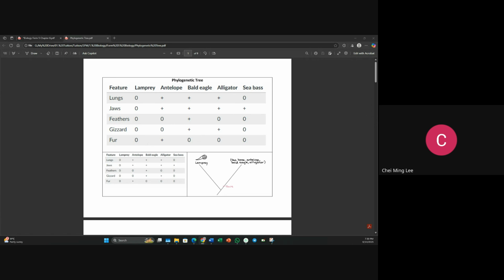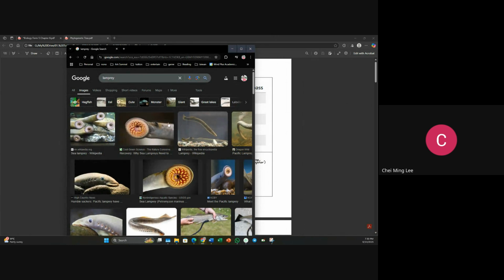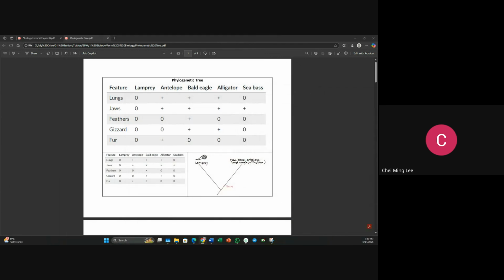Okay, I can show you. I don't really know how to say it, but the lamprey is actually a kind of fish. Not really a fish, it's an underwater parasite. It looks like this. Actually, it is a fish. Although it doesn't look like it, it's actually a fish.